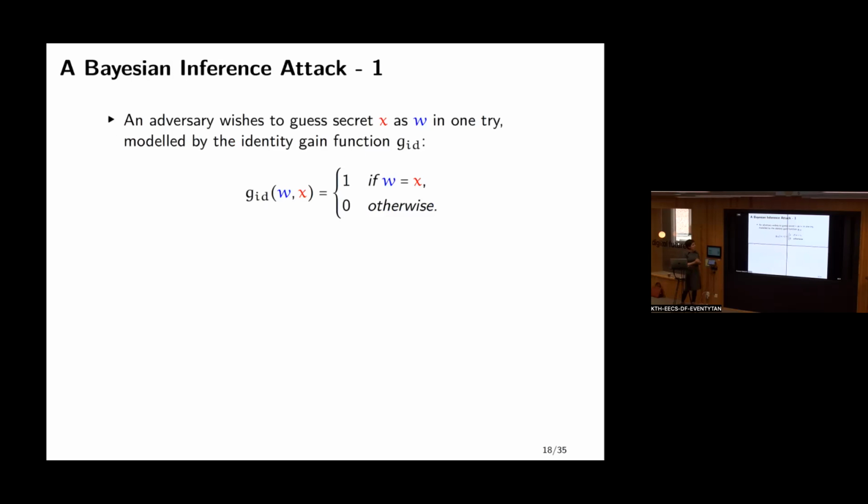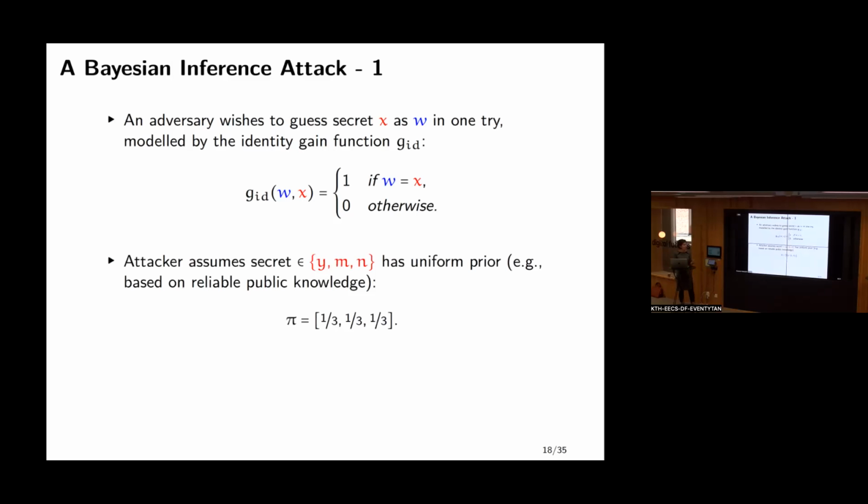So let's see an example. Here, there is an adversary who chooses a particular gain, the identity function, where it wants to guess the secret X as W and is only interested in correctly guessing the secret. So all the eggs are put in one basket, basically. The gain is 1 if you correctly estimate the secret, and 0 if you don't. That is the gain function.